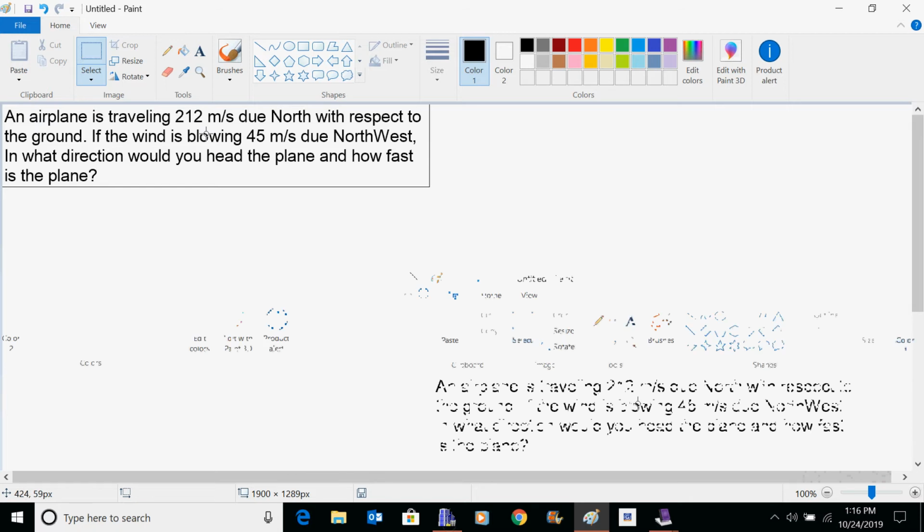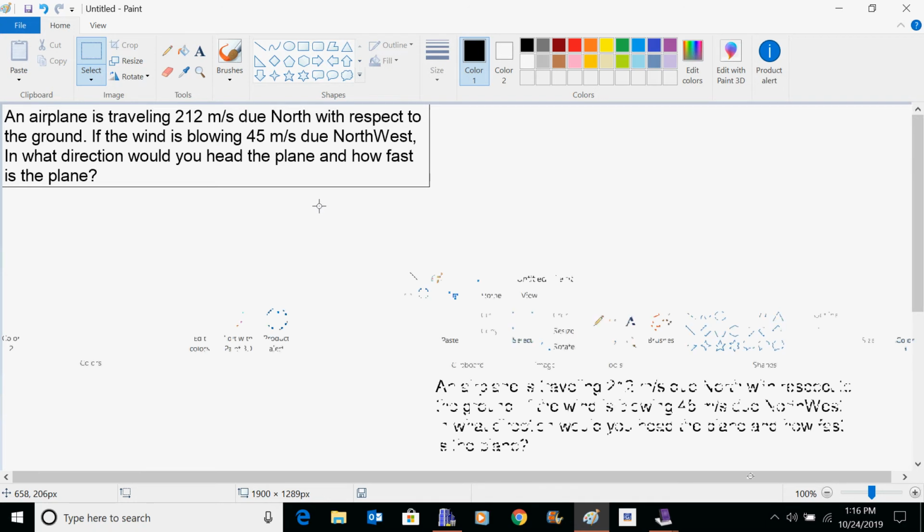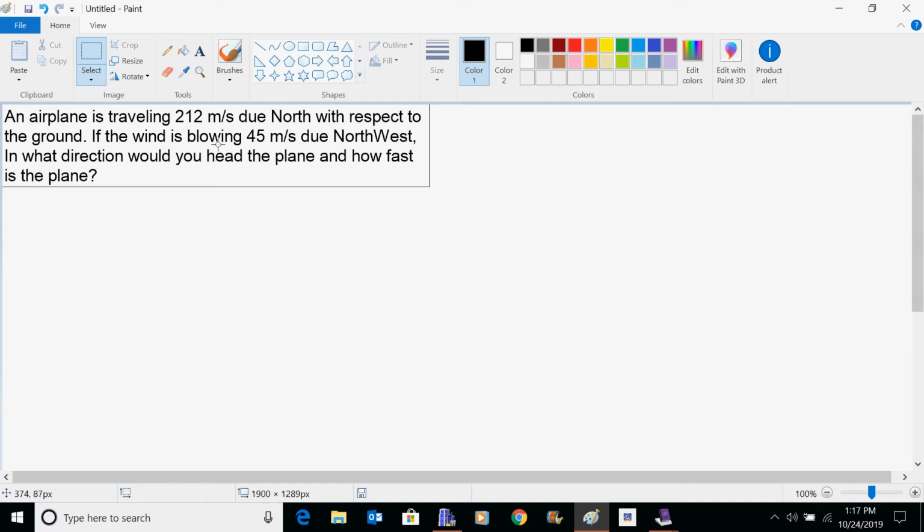So we have this airplane, and it's traveling 212 meters per second due north with respect to the ground. So the airplane, that's the net. That's what's happening as a result of what the wind is doing and as a result of what the airplane is doing on its own. So it's a combination. The wind is blowing 45 meters per second due northwest.